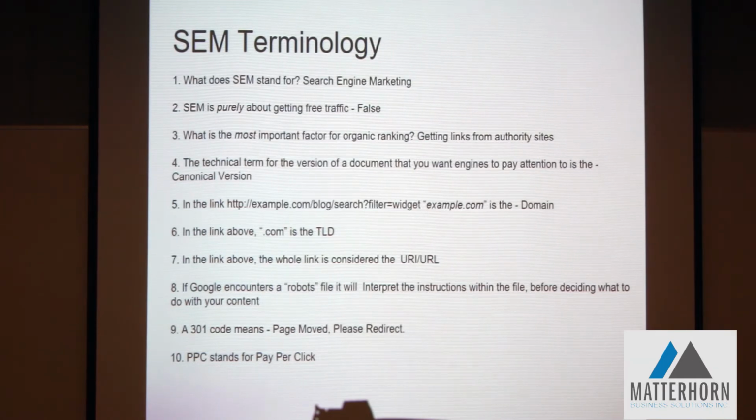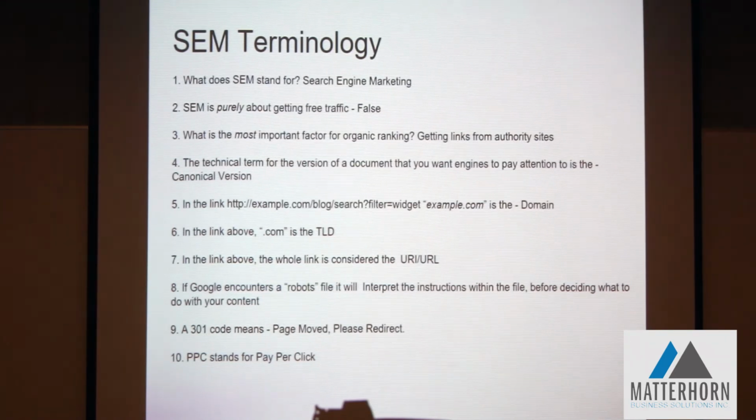The technical term for the version of a document that you want search engines to pay attention to is the canonical version. You can have multiple content on a website and have it set as different landing pages, and you can actually have it set that Google understands this one page is the page we want to look at and the rest we don't care about. Search engines pay attention to the canonical version.